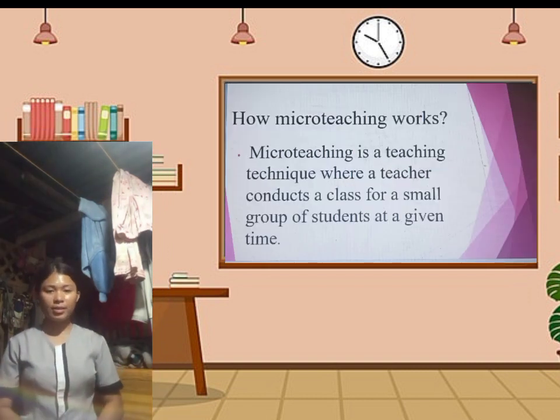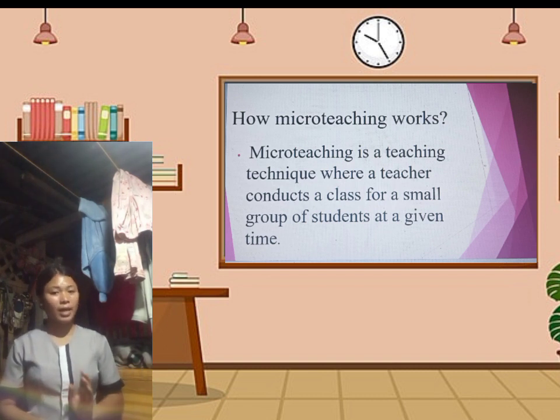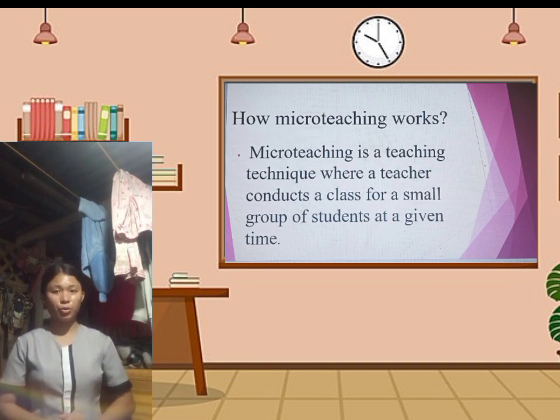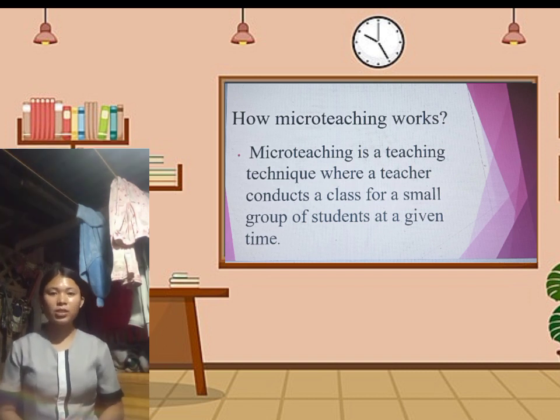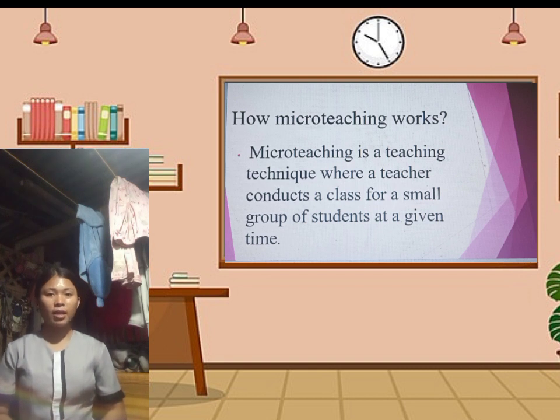How does microteaching work? Microteaching is a teaching technique where a teacher conducts a class for a small group of students at a given time. For example, the teacher teaches a small topic to a class of 10 to 15 students in 5 to 10 minutes. This session involves one student teacher, the class supervisor, and a small group of peers. This approach allows the teacher to focus on a specific teaching skill or technique, identify areas where they need to improve, and receive feedback on their performance in real time.